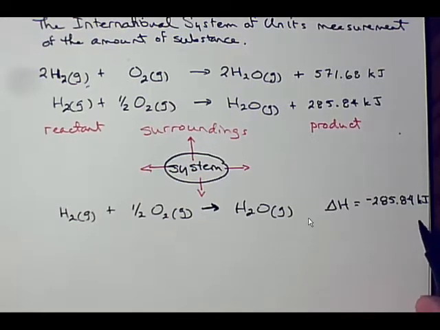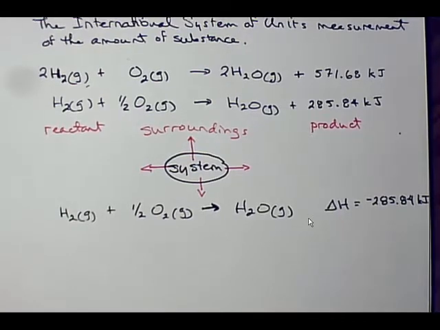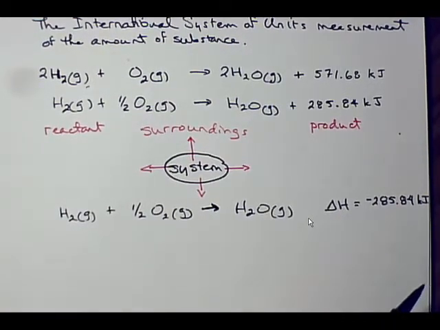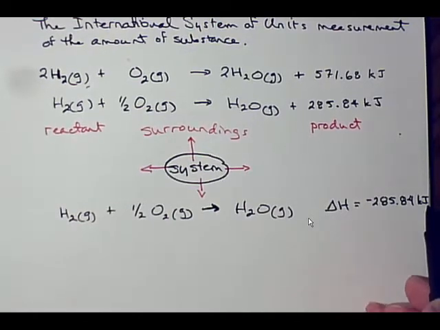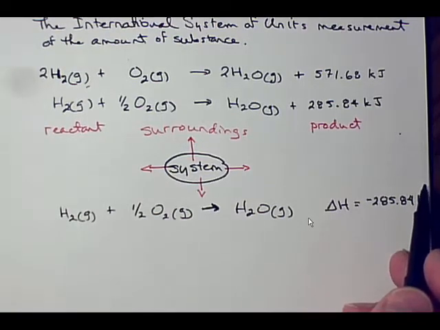Kilojoules, small k, capital J. Does everybody know what kilo means? It's a thousand of whatever the base unit is. If joules is the base unit, then this is a thousand of those base units. What does milli mean? M-I-L-L-I. No, it's not a million. What's a milli?